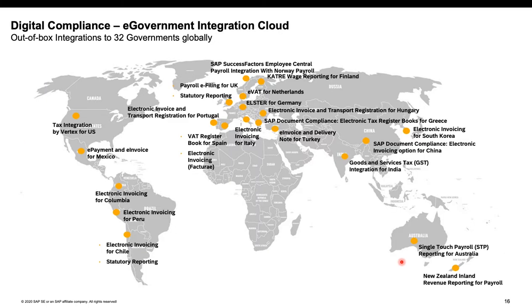Now here a longer list of examples where we provide integration packs, like for e-government scenarios in different countries like US, Colombia, Peru, Chile, Turkey, China, Germany, Netherlands, India, Australia, New Zealand. So each country has different regulations when it comes to providing digital compliance scenarios and documents to the legal authorities, be it a tax authority or transportation authority.